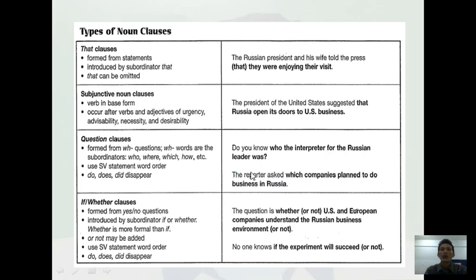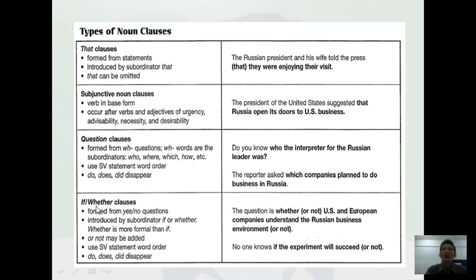So you are able to change. The reporter asked which companies plan to do business in Russia. Do is omitted here. And the if or whether clause: the question is whether or not United States and European companies understand the Russian business environment. No one knows if the experiment will succeed or not.